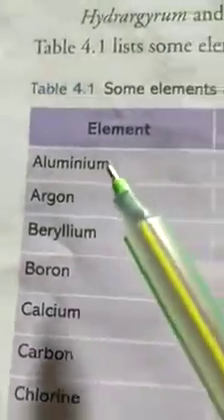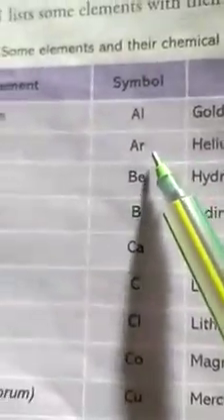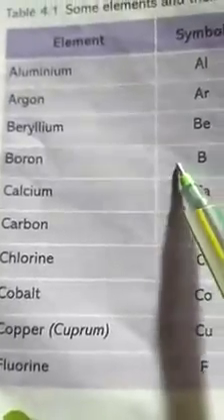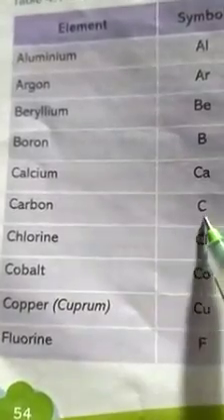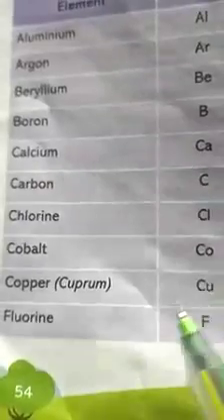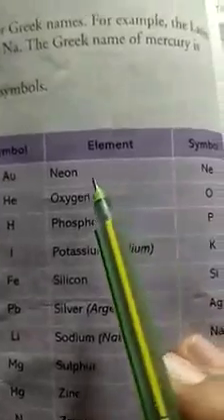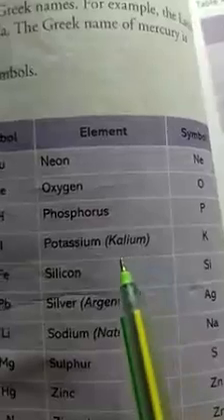Now come to the table listing some elements with their names and chemical symbols. Aluminium, the symbol is Al. Argon, the symbol is Ar. Beryllium, Be. Boron, B. Calcium, Ca. Carbon, C. Chlorine, Cl. Cobalt, Co. Copper, Cu. Fluorine, F. Now dear students, come to the next. Neon, Ne. Oxygen, O. Phosphorus, P.